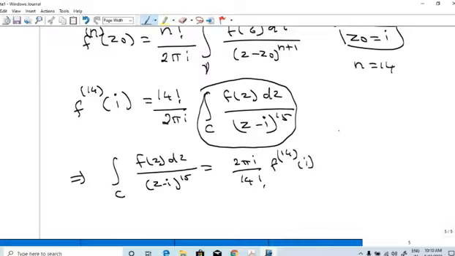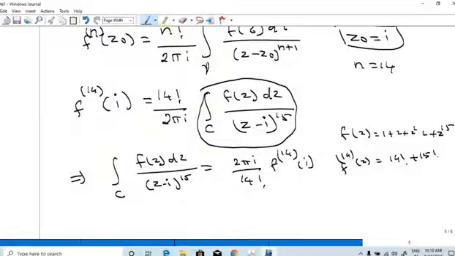Since f of z is nothing but 1 plus z square plus etc. plus z power 15, if you find the 14th derivative of this function, we get 14 factorial plus 15 factorial times z. Just find the 14th derivative, we get this value. Now substitute this value here. So this is equal to 2 pi i by 14 factorial times the 14th derivative, where we substitute z equal to i. Therefore, 14 factorial plus 15 factorial times i.